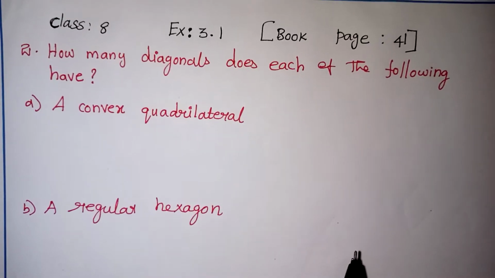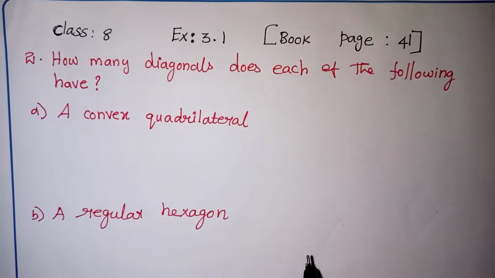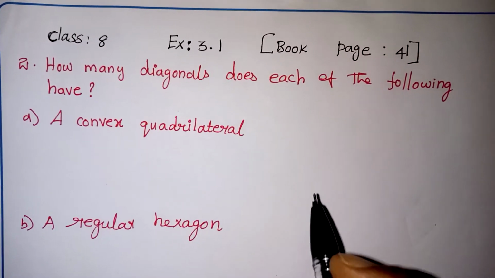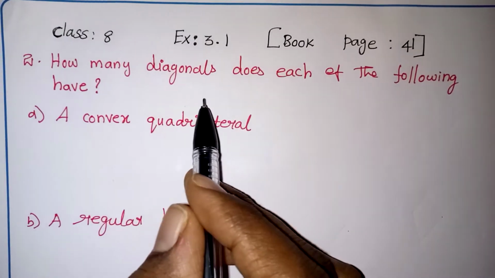Hi students, in this video we are going to learn question number 2 from exercise number 3.1. Our question is, how many diagonals does each of the following have? So how many diagonals they are asking.